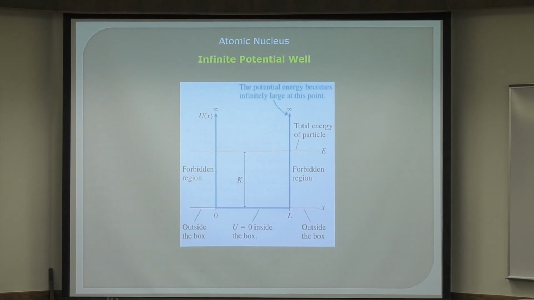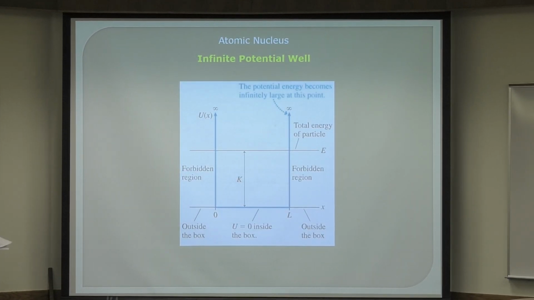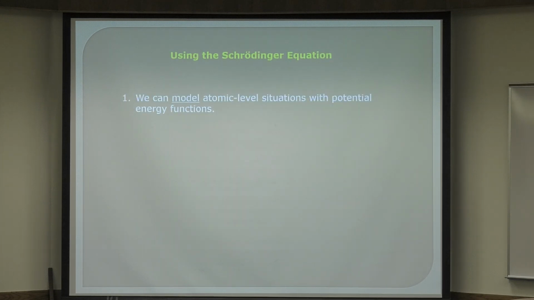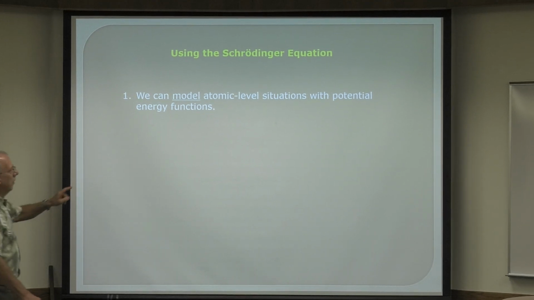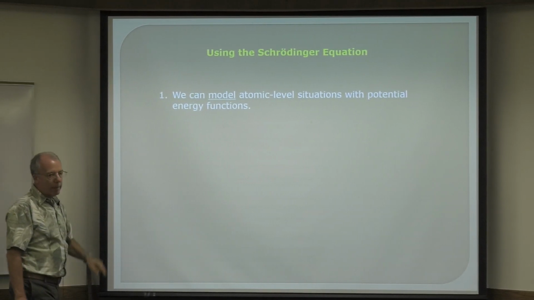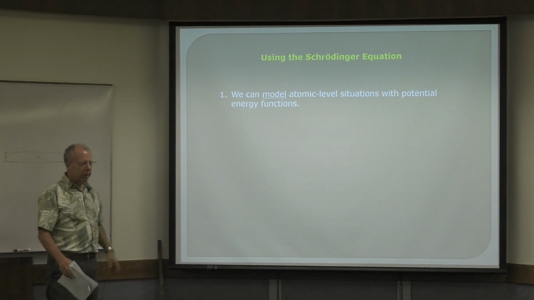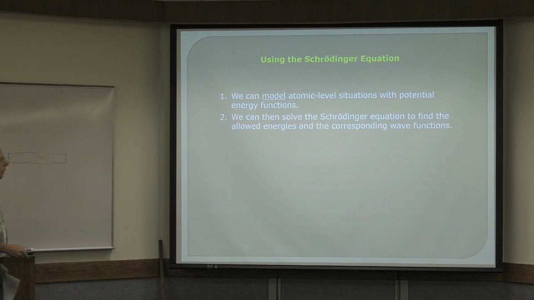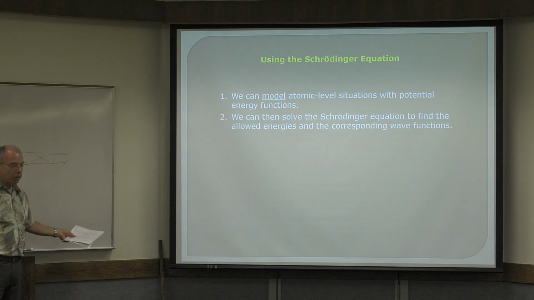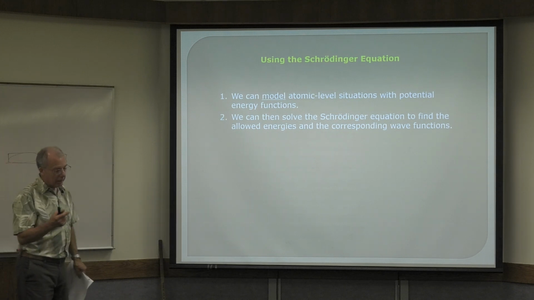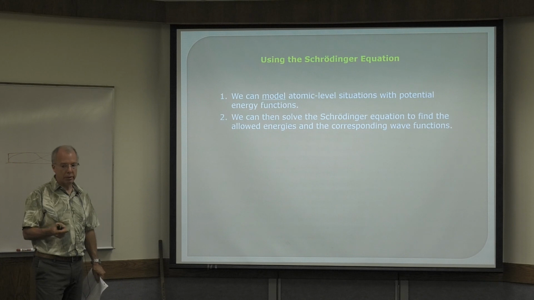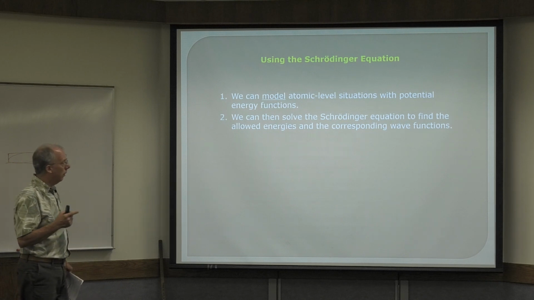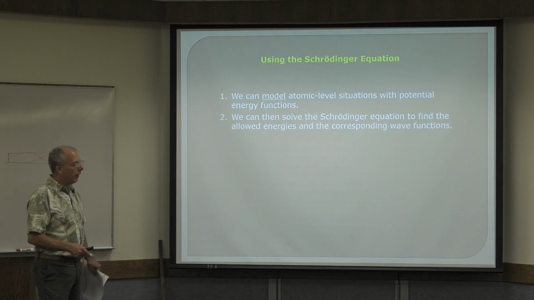So basically, we're going to do that. We'll do this one because it's the easiest one. We'll do that next. But let me just summarize. So when you're using the Schrodinger equation, we're going to model atomic level situations with potential energy functions. And we'll then solve the Schrodinger equation. And we're going to find the allowed energies. Remember, energy is quantized.